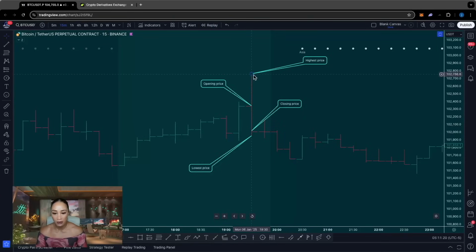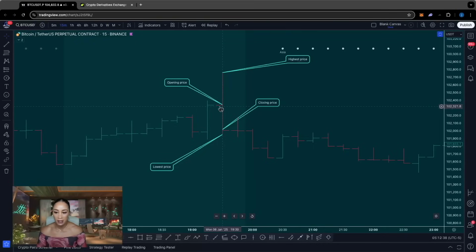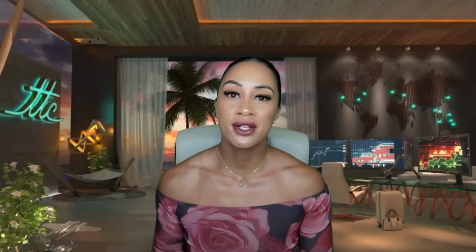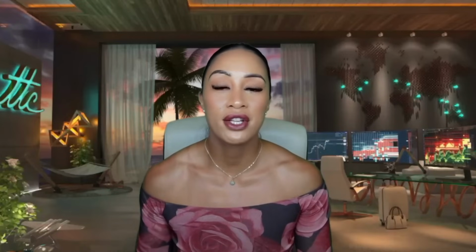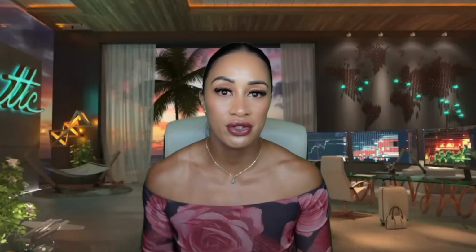The top of the bar represents the highest point that price reached within the 15-minute time period. The bottom of the bar represents the lowest point price reached in the 15-minute time period. The small tick to the left of the bar shows you the opening price, and the small tick to the right of the bar shows you the closing price. A bar chart gives traders more detailed information than a line chart, making it easier to see the price range and momentum within each time period.